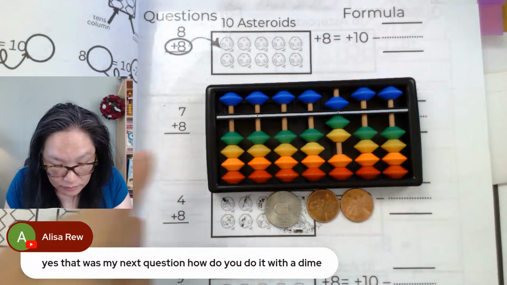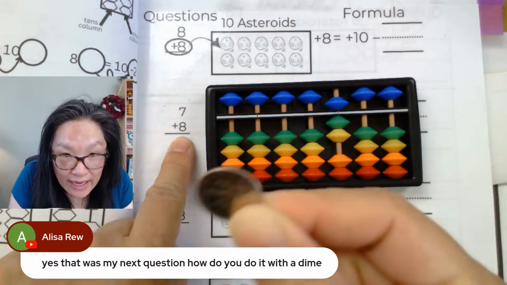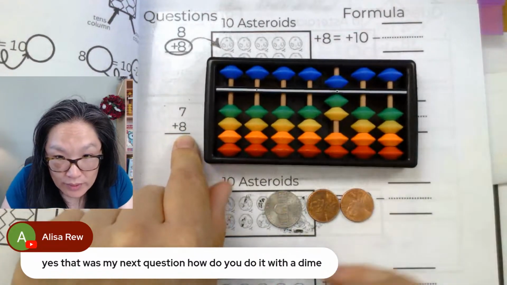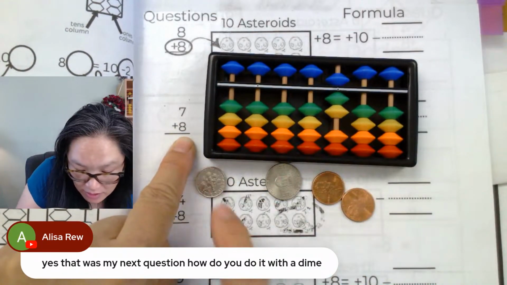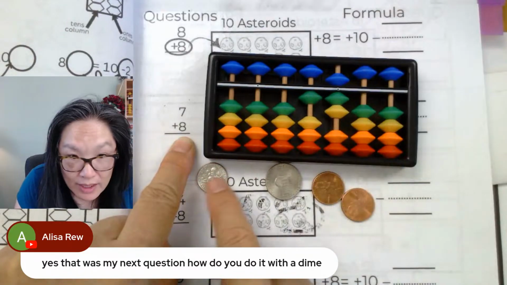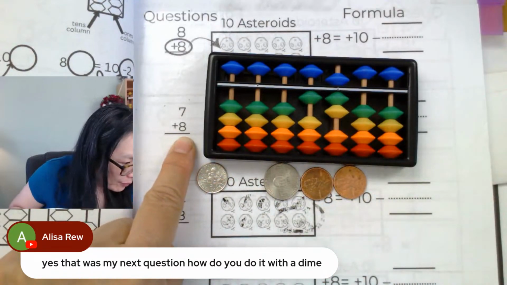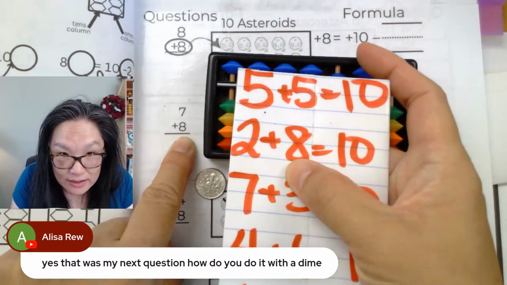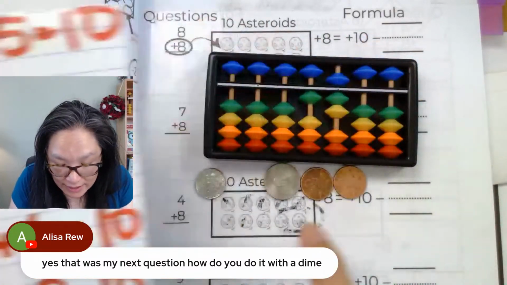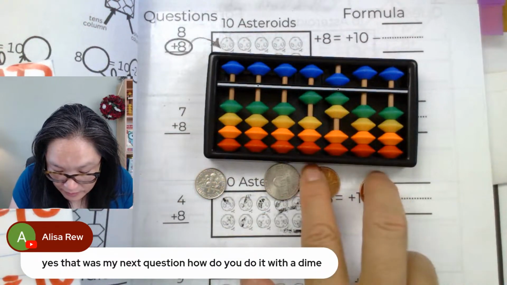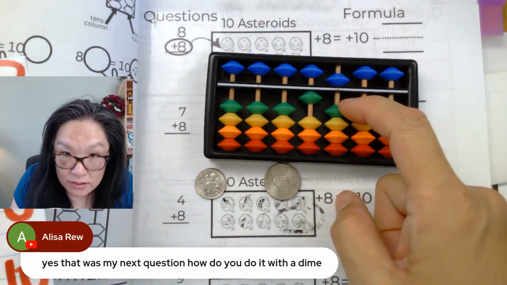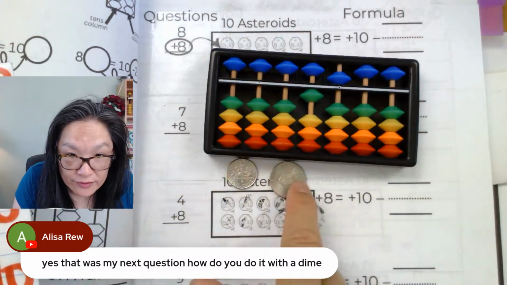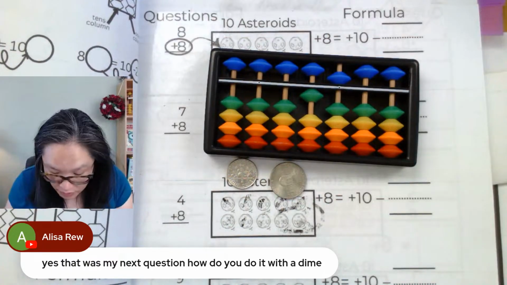But then I need to add 8. I only have a dime. I only have 10 cents. So if I only have 10 cents, what do I do? I can give you my 10 cents, but that's too much. So remember the partner of how to make a 10 is 2, because I'm doing 8. So I need to take away two pennies, two beads. So my final answer is 15. A 1 and a 5. And it works exactly the same.